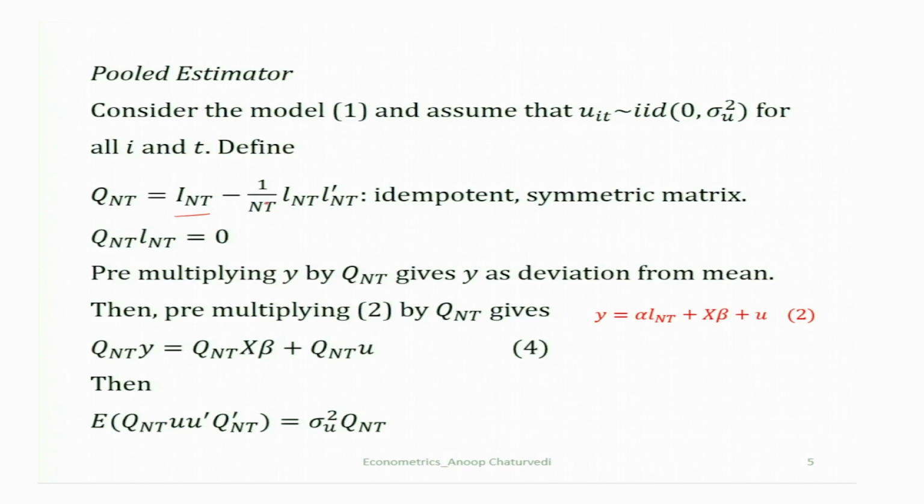This I_nt is actually the identity matrix of order nt. And if you consider this l_nt l_nt transpose, then what is l_nt l_nt transpose? It is an nt cross nt matrix with all elements equal to 1. And if we divide it by nt, then we get a matrix of order nt cross nt with all elements equal to 1 upon nt.